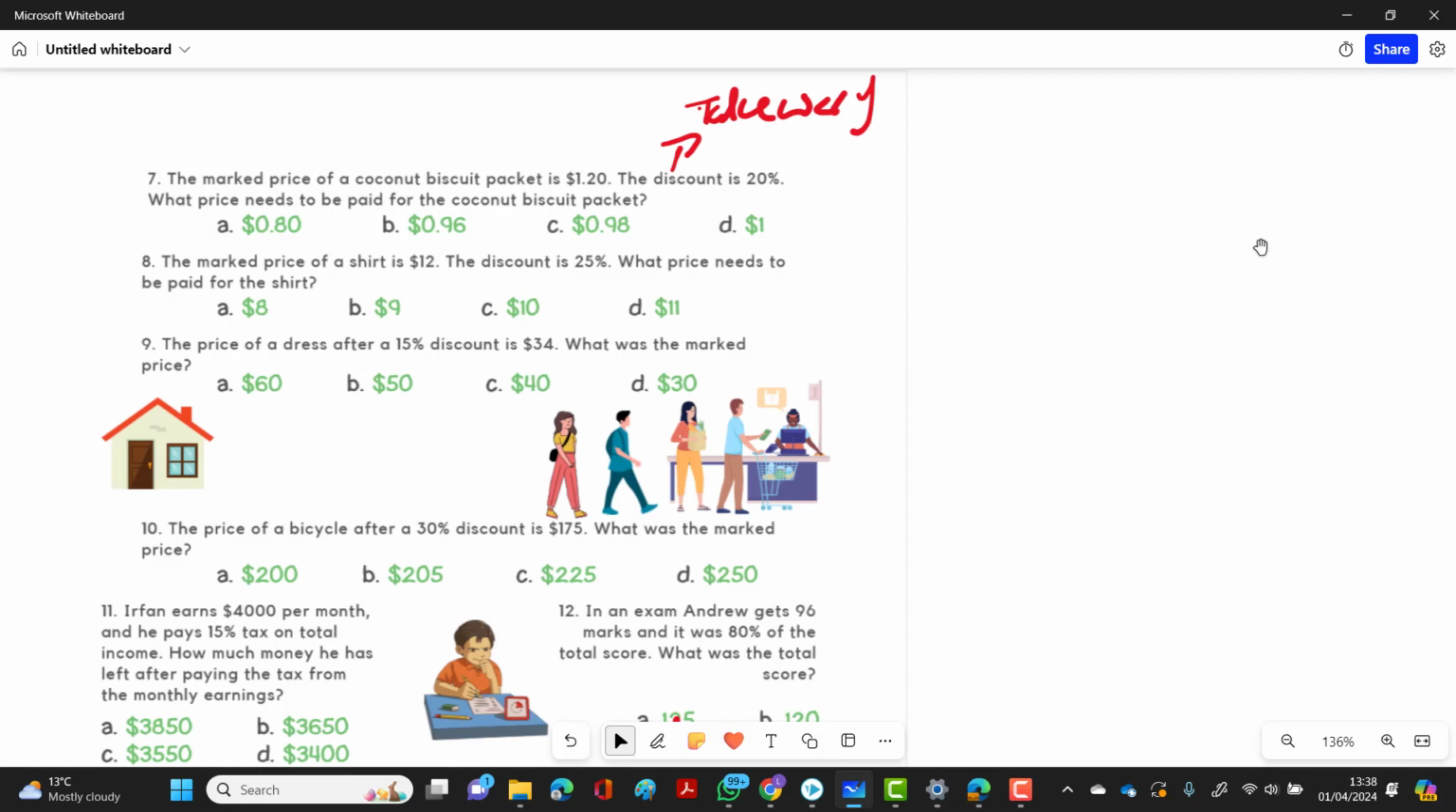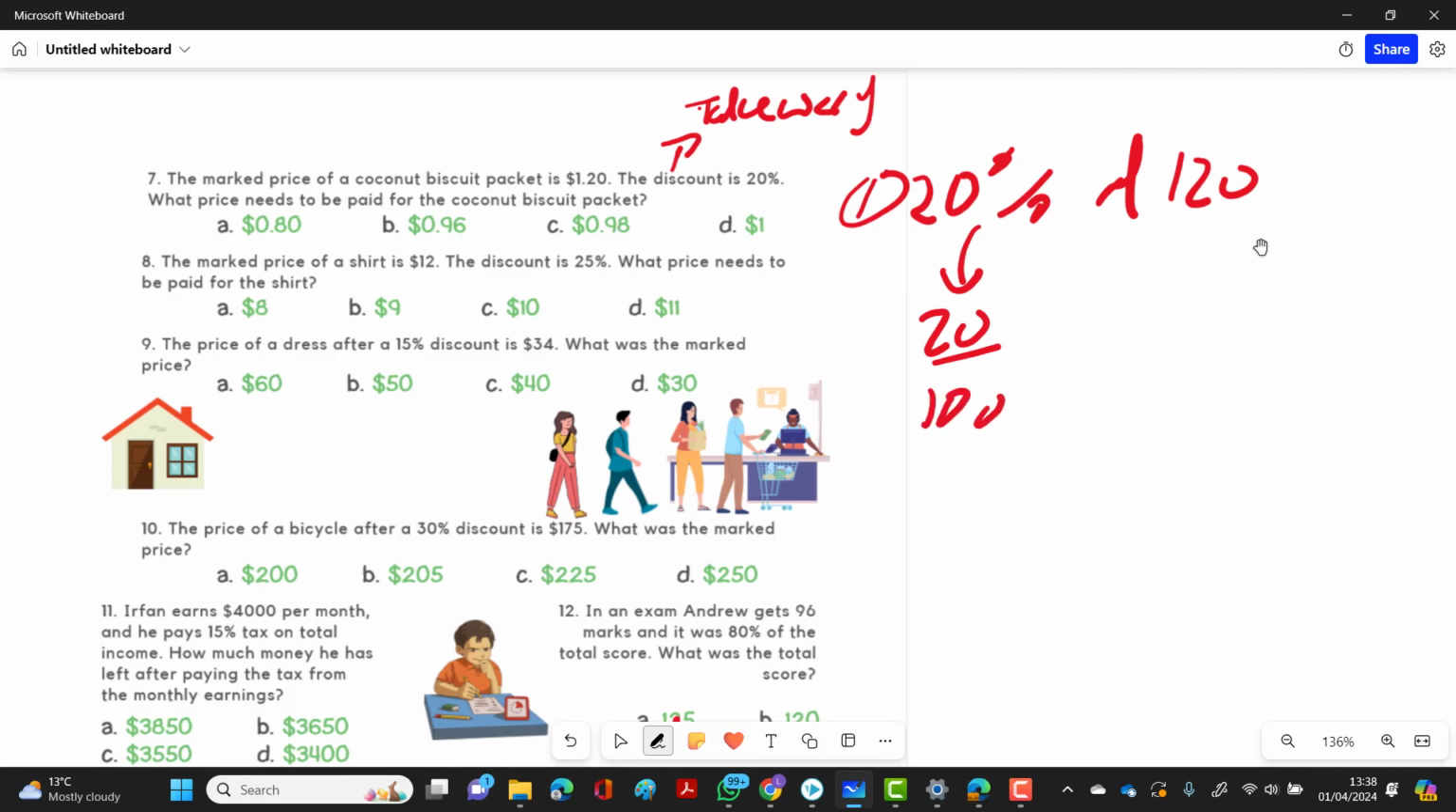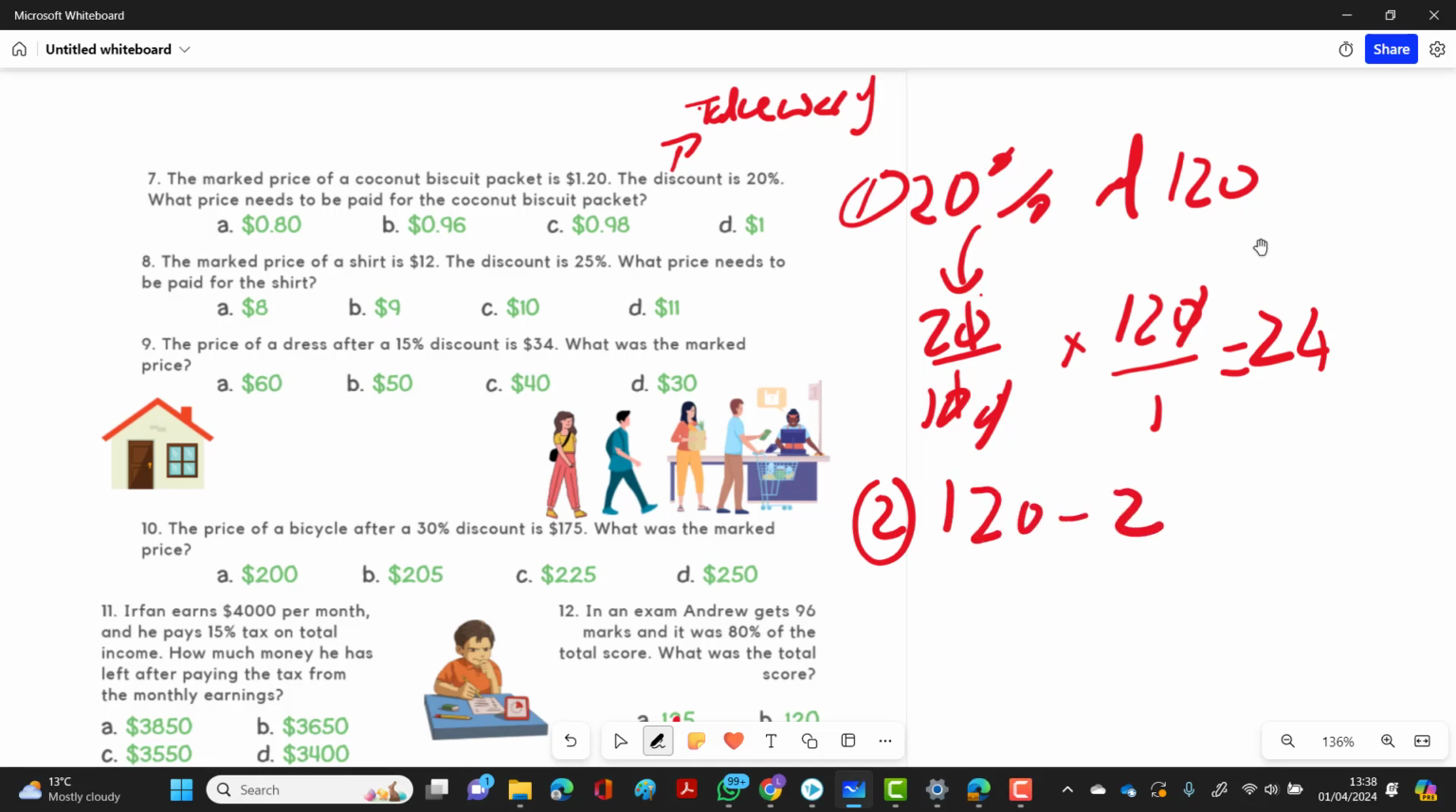Whenever you see discount, it's a percentage decrease. So for percentage increase or decrease, first of all you work out the percentage. So 20% of 120: 20 over 100 times 120 over 1. The matching zeros cancel, so 2 times 24 is the discount. And because it's a discount, you take away: 120 take away 24.